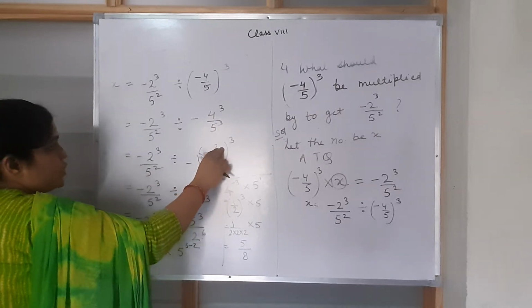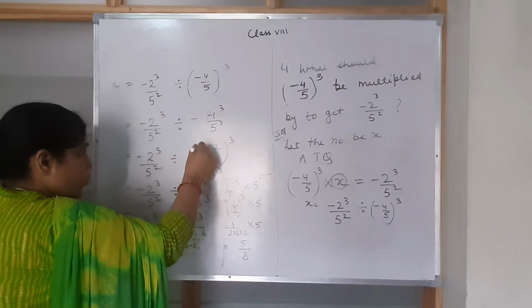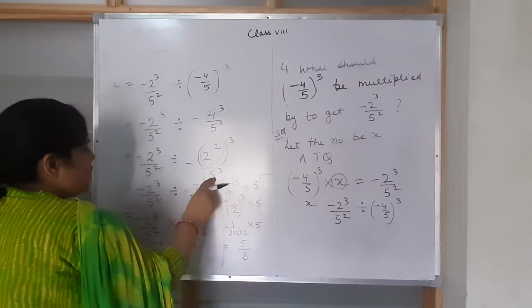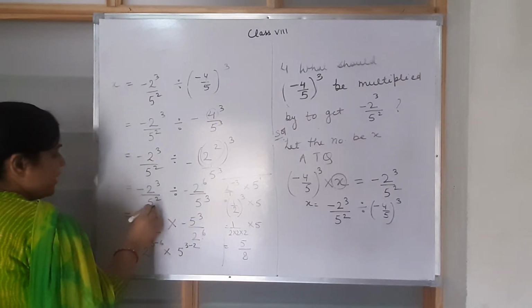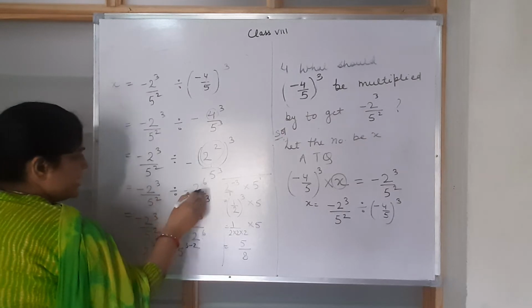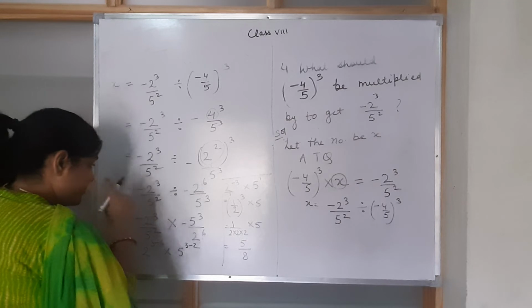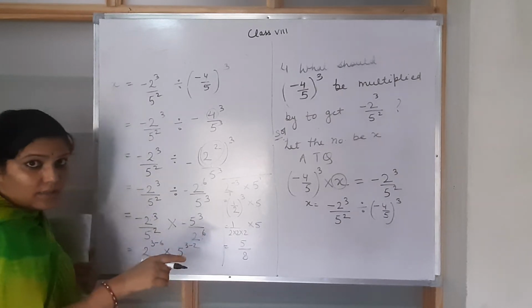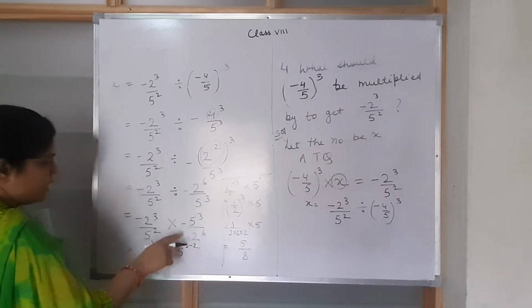Now 4 can be written as 2 raised to the power 2, and on 4 we have the power 3, that's why we are putting 3. Now 5 raised to the power 3. So this is going to be minus 2 raised to the power 3, 5 raised to the power 2, divided by minus 2 raised to the power 3 twos are 6, 5 power 3. Alright. Now when we divide, what do we do? We multiply and we take the reciprocal of the divisor. So that's why we have reciprocated it.